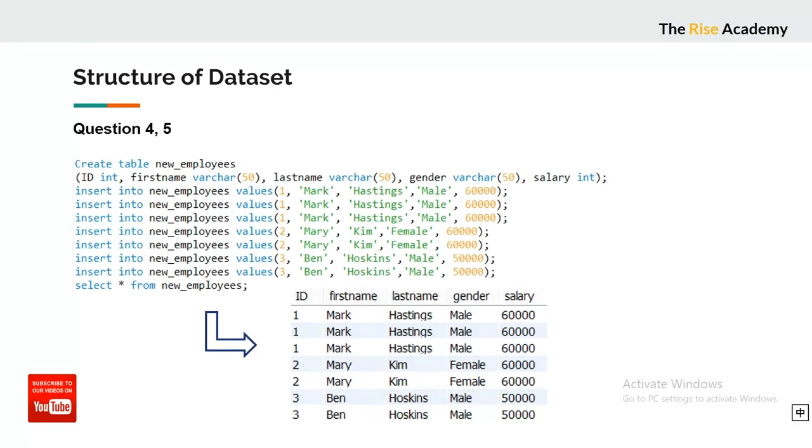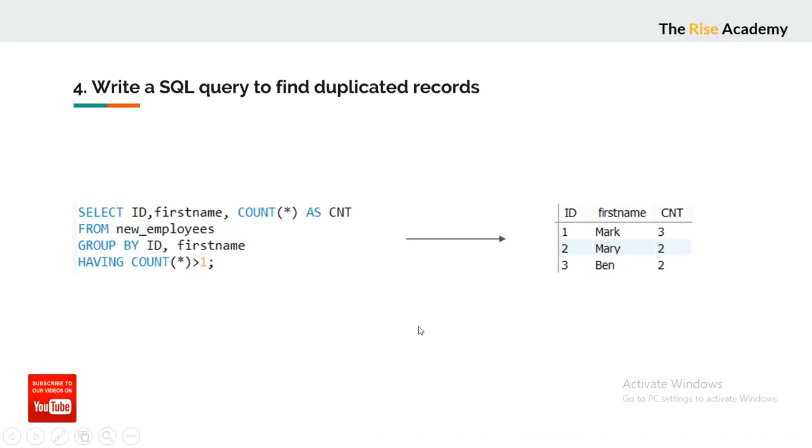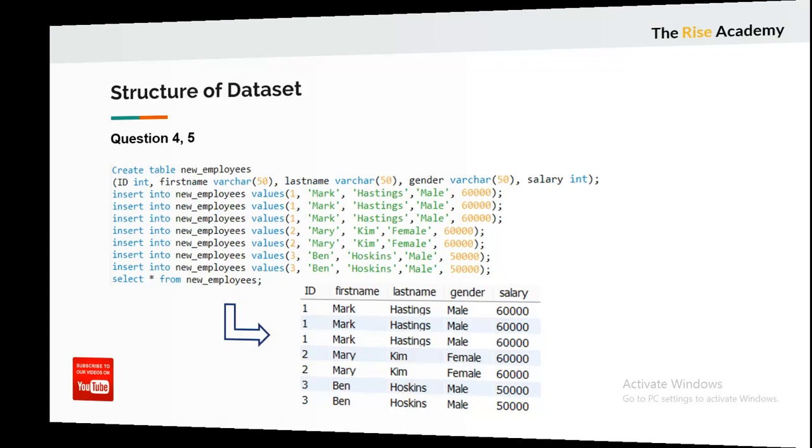For the fourth problem and the fifth problem, I'm going to use another table because I need a table which has duplicated results. This is the query I used to create this table. If you want to have the same table as me, you can run this. The fourth problem is how to write a query to find duplicated records.